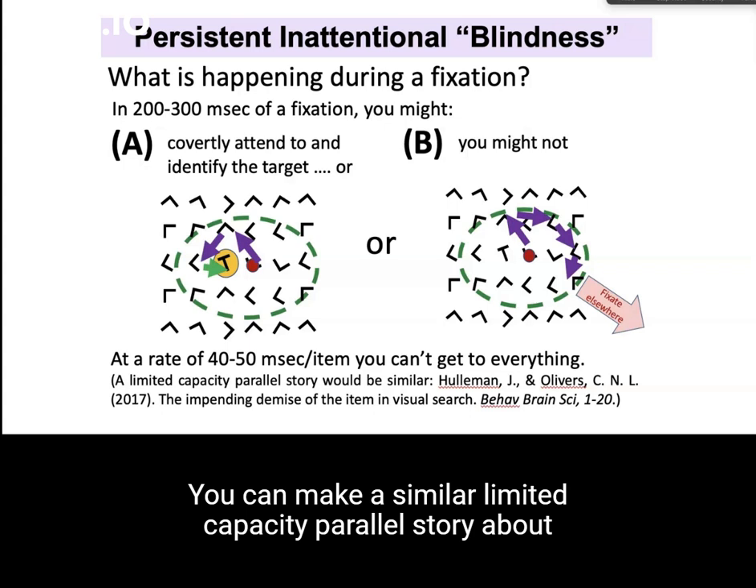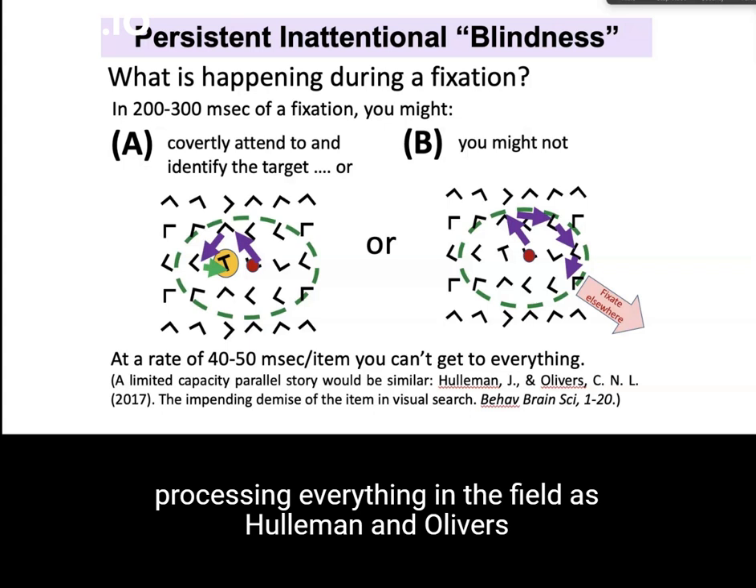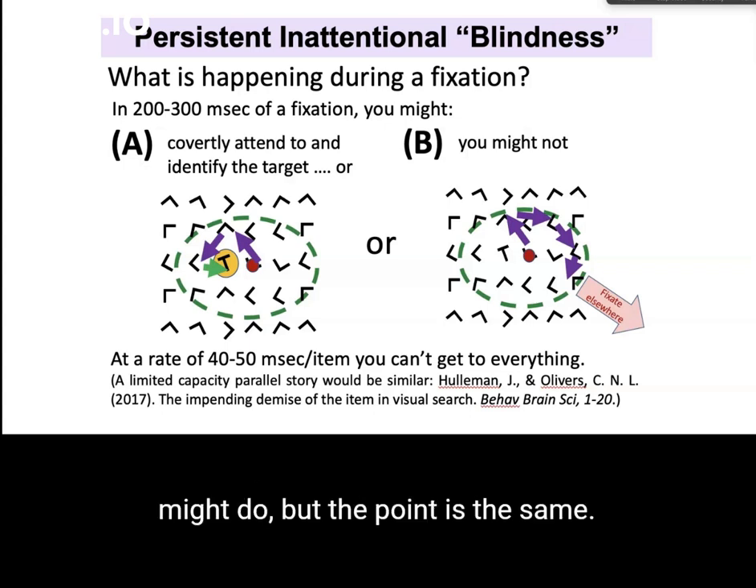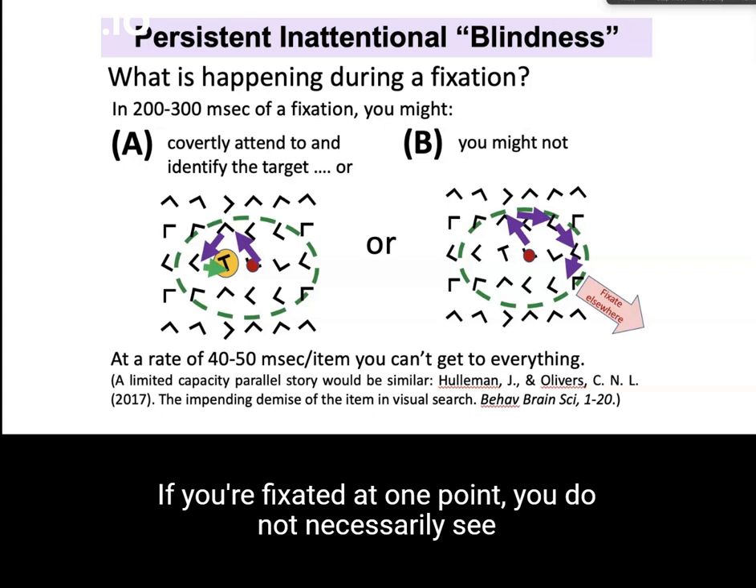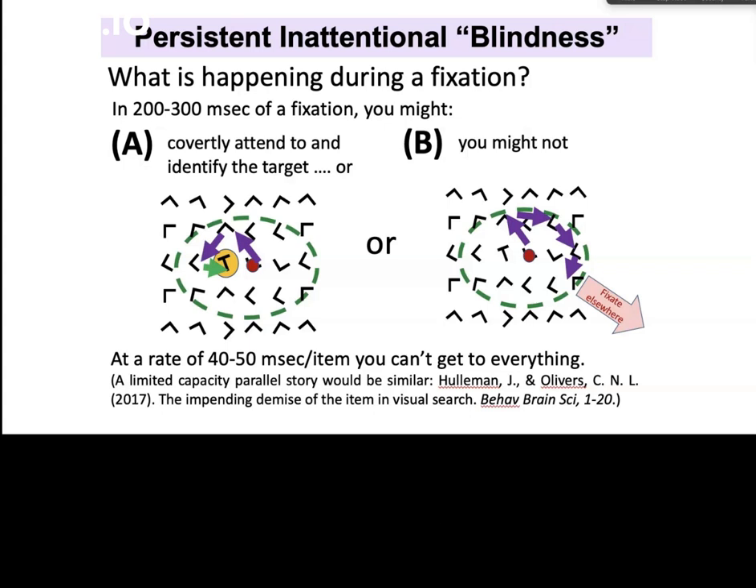You can make a similar limited capacity parallel story about processing everything in the field as Hulleman and Olivers might do, but the point is the same. If you're fixated at one point, you do not necessarily see the target.